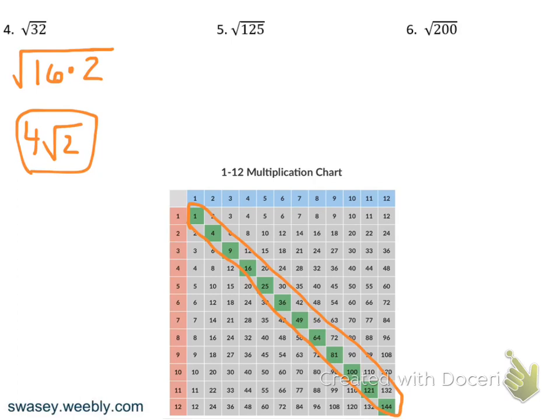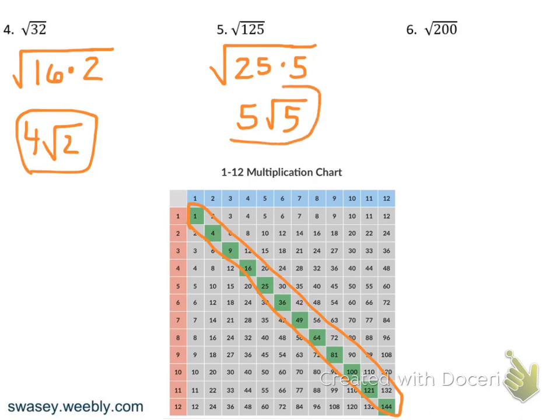Number 5, 125, not a perfect square, but 25 is a factor of that. 25 times 5 is 125. Or one way to think about it is 5 quarters equals $1.25. Now the square root of 25 is 5, so that comes in front of the square root, and you still have the factor of 5 underneath the square root.